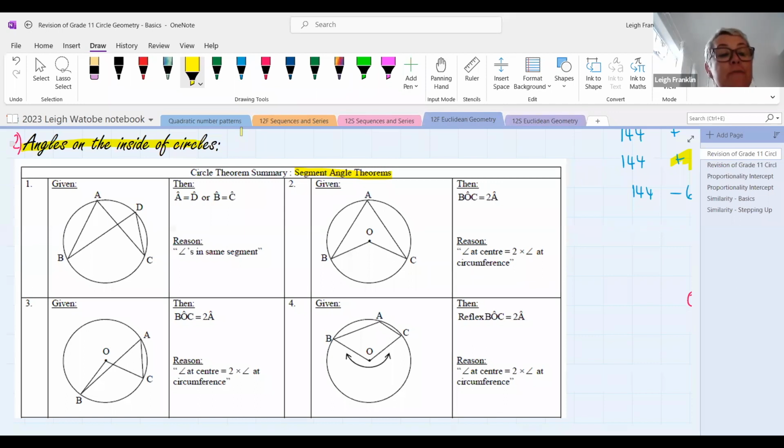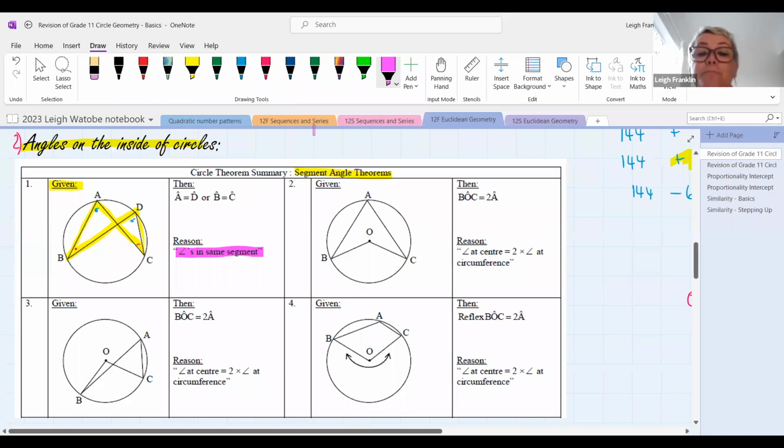So in the first one over here, we have been given the bow tie. The bow tie looks like this. It has 4 points on the circle. And what we would conclude here is that either angle A equals angle D, or we could use it to say that angle B equals angle C. For both of those, we would use the reason angles in the same segment. I'm sure that rings a bell for all of you.